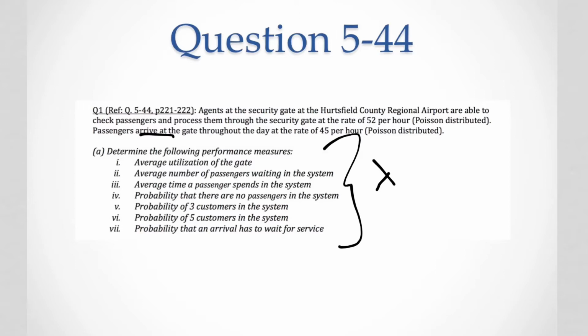Determine the following performance measures: average utilization at the gates, average number of passengers waiting in the system, average time a passenger spends in the system, probabilities of no customers, 3, 5, and so on, and the probability that an arrival has to wait for service. Most of these we've already covered in class, but we'll go through it as a review. This is the plug and chug part of the question.